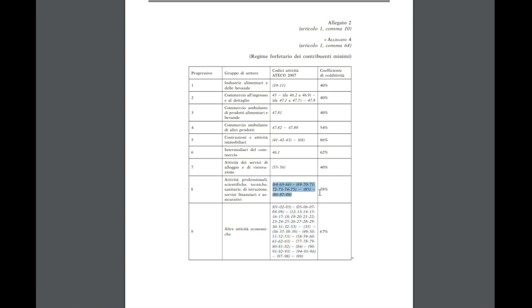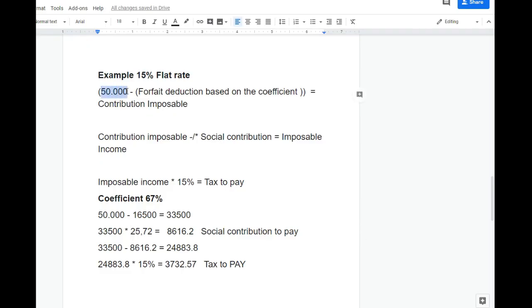The difference is that this percentage tells you the percentage of the imposable income. 78% here and 67% here is the amount of your imposable income. It means this regime is very useful if you don't have a lot of cost. And let's have an example about it. So imagine having a 50,000 euro revenue per year. You have to subtract from this revenue a forfeit deduction based on the coefficient.